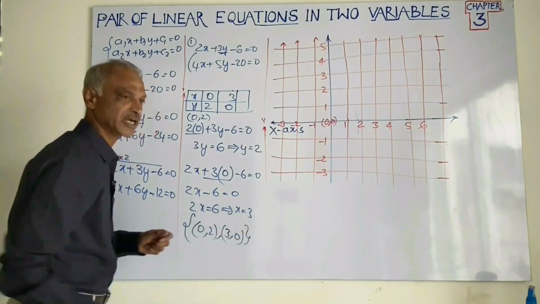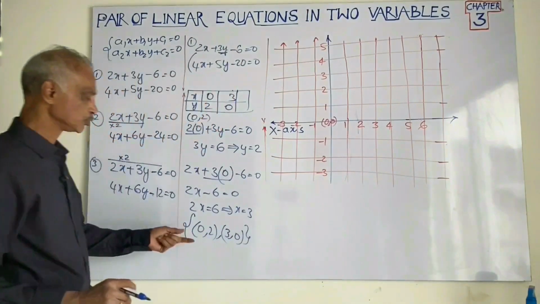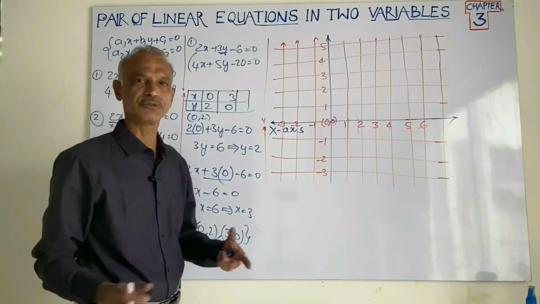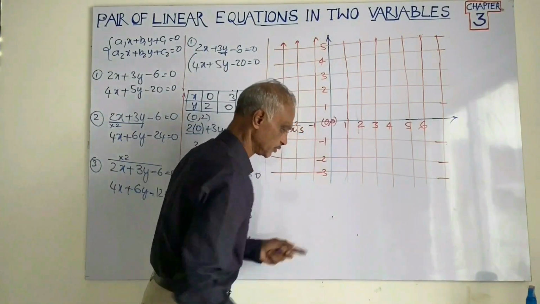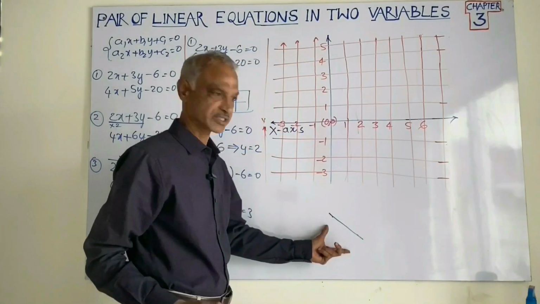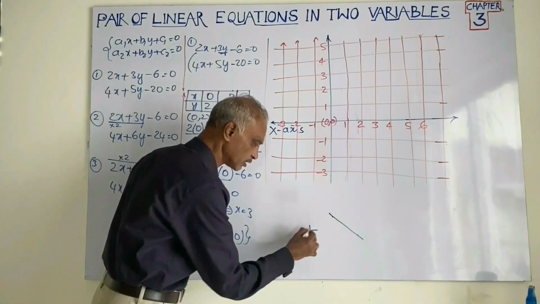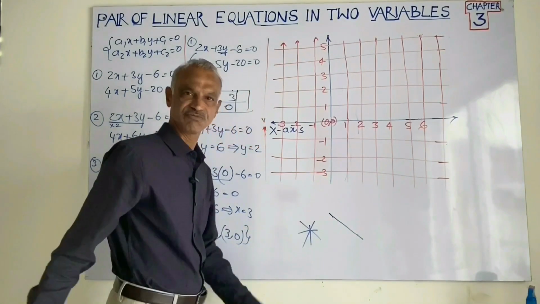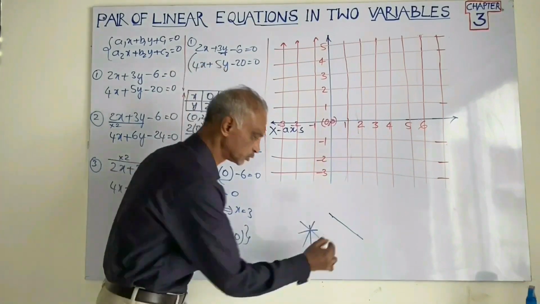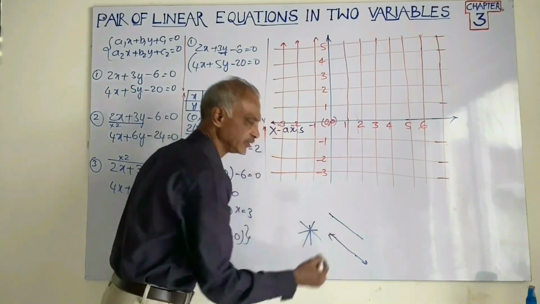If you want to draw a straight line, a linear equation, you need only 2 points. From one point, how many straight lines can you draw? You can draw infinite lines. Through 2 points, how many lines can you draw? Only one line you can draw.